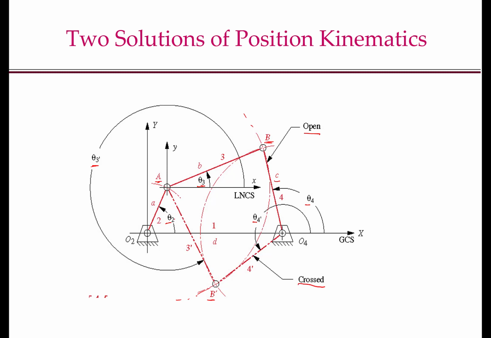And crossed means that they intersect. To go from an open configuration to a crossed configuration, you have to disassemble the mechanism at the pivot B and then reassemble it again. And whether a mechanism will be in the open configuration or the crossed configuration depends on how it is assembled. It is not evident from the link lengths alone.